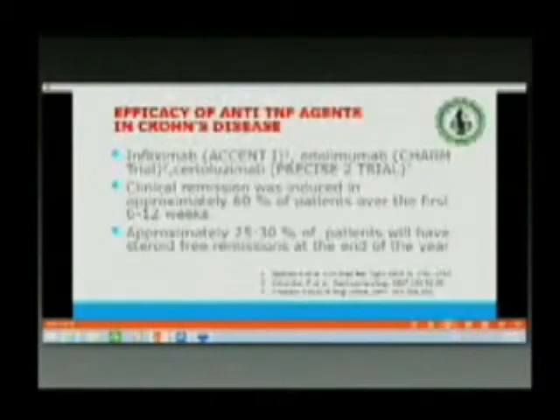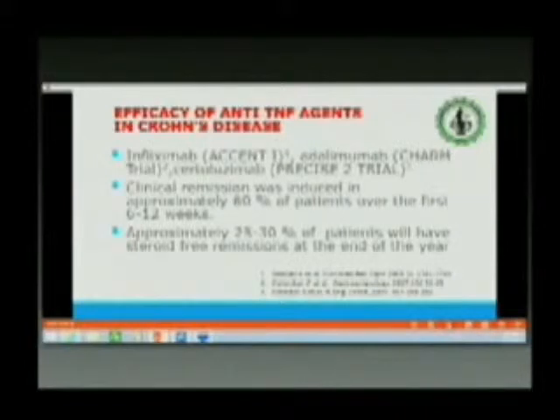Okay. In terms of comparing the efficacy of the anti-TNF agents in Crohn's disease, there are more similarities than disparities actually. The ACCENT trials, which used infliximab, the CHARM studies, which used adalimumab, and the PRECISE studies, which used certolizumab. What we see is that clinical remission is induced in approximately 60% of patients over the first 6 to 12 weeks. However, only approximately 25 to 30% of the patients will have steroid-free remission at the end of the year.